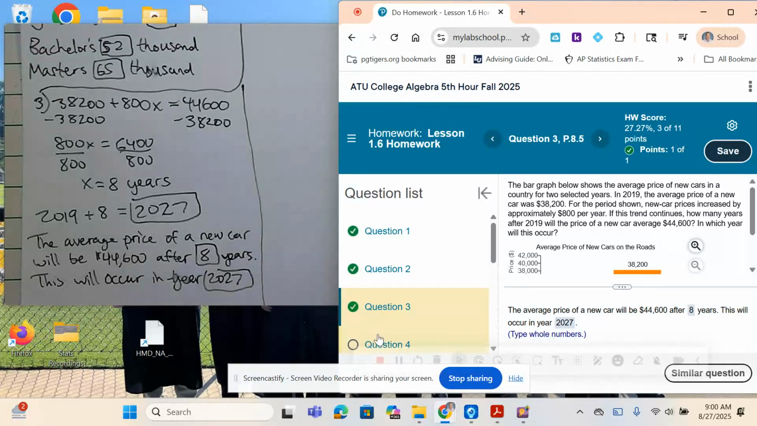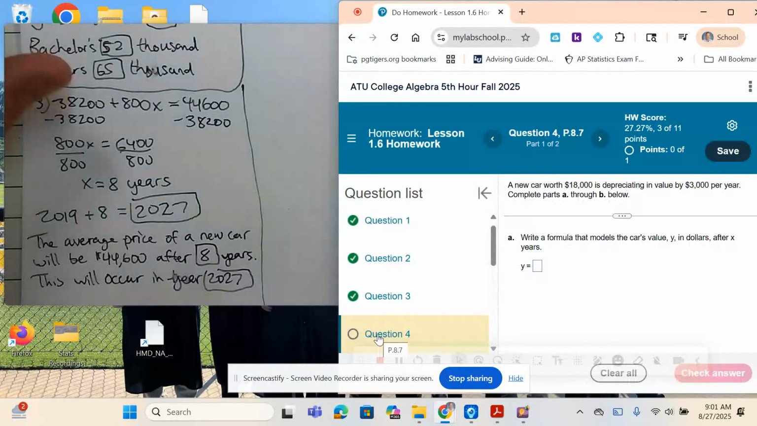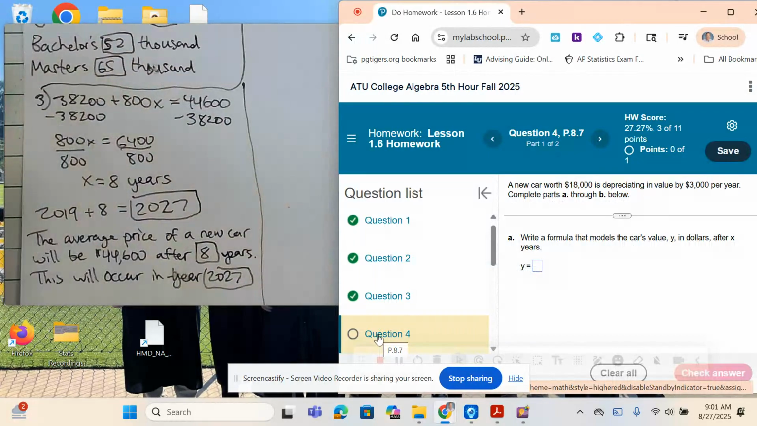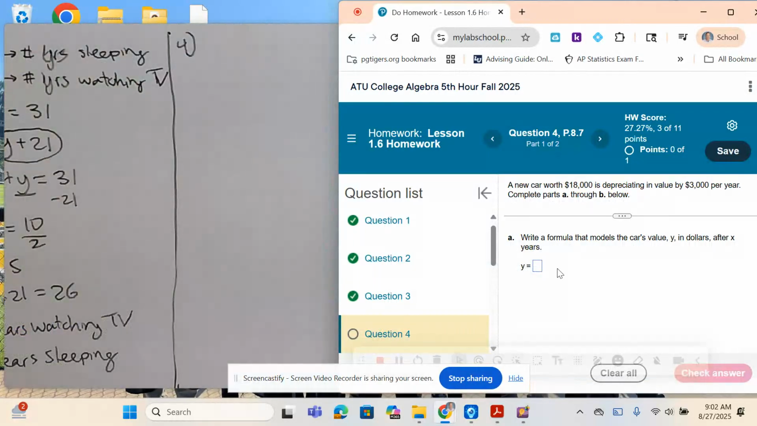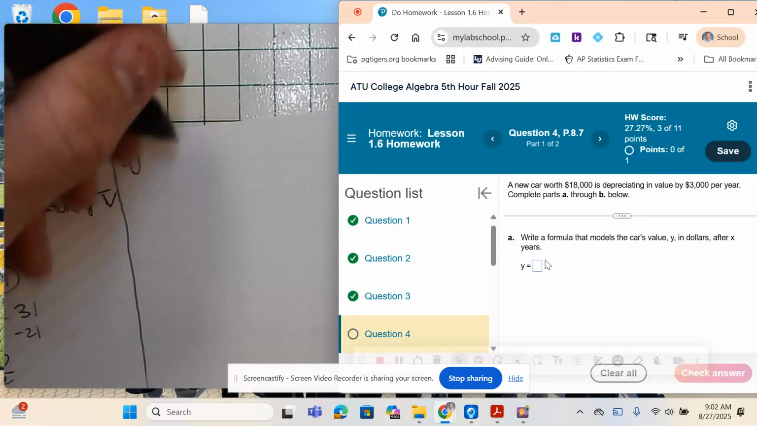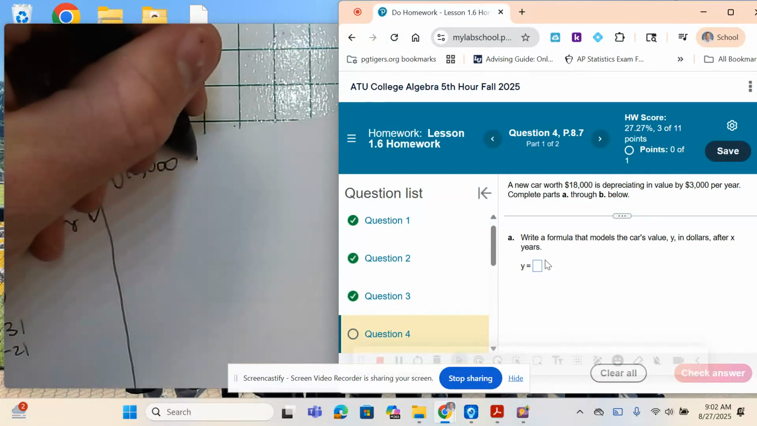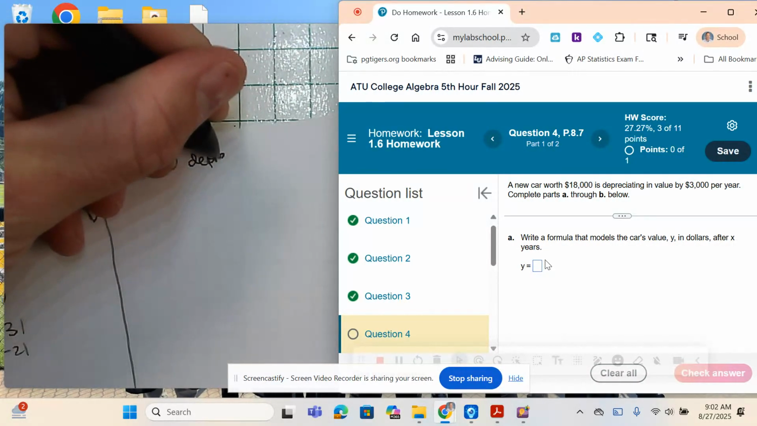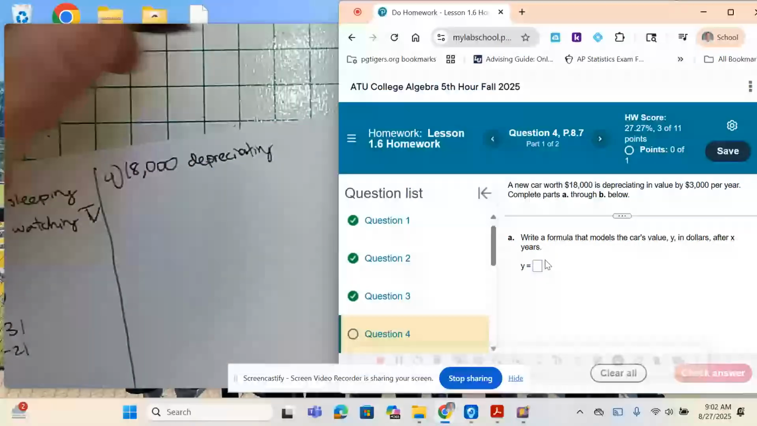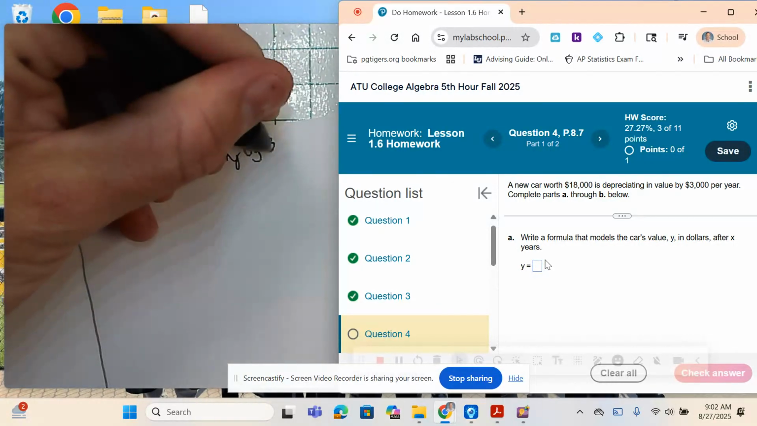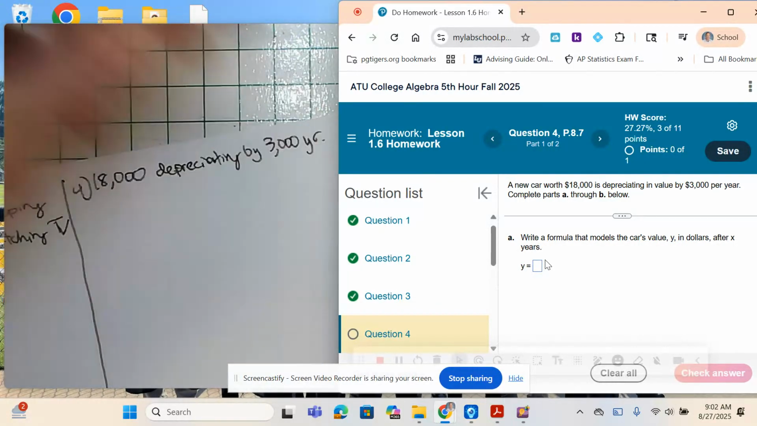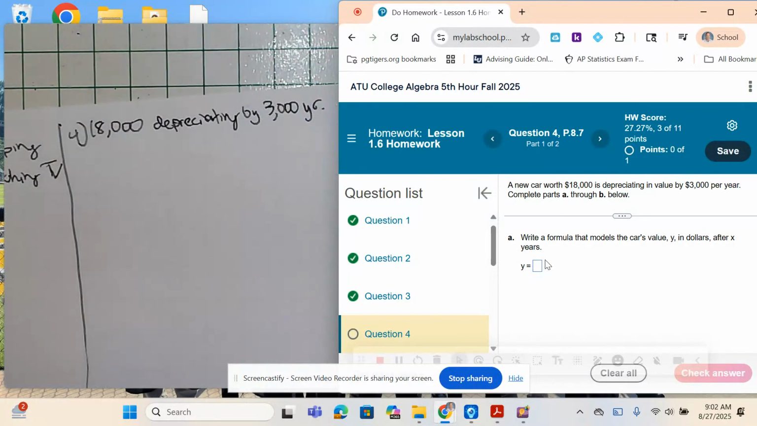Also keeps me from going too fast. All right. A new car is worth $18,000, depreciating at a value of $3,000 per year. Compute parts A through B below. So I'm going to write this down for the people. 18,000, depreciating, and you don't have to write this down, by 3,000 a year. Just if anybody's trying to follow along with my work here.